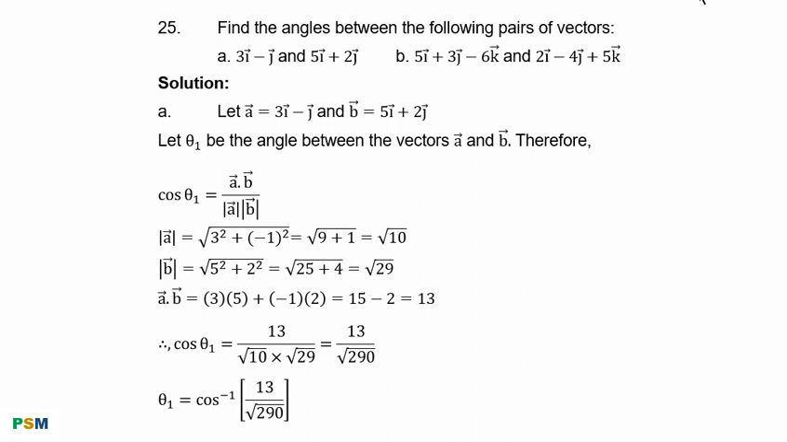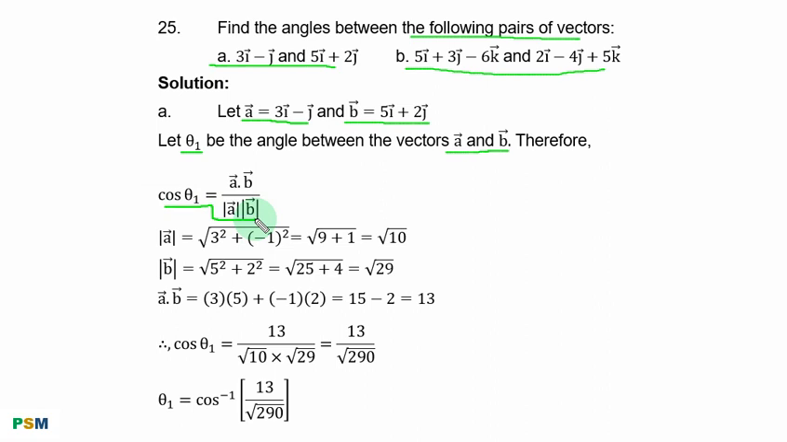Example 25, find the angles between the following pairs of vectors. A part of the problem, B part of the problem. Solution. Let's give the vectors names. So let vector A equal the first vector and vector B the second. Let theta 1 be the angle between vectors A and B. Therefore, cos theta 1 is given in this form.